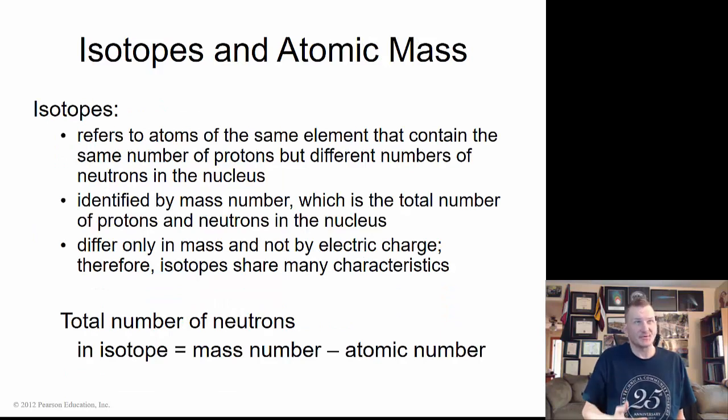And so now what are isotopes and what is atomic mass? An isotope refers to atoms of the same element that contain the same number of protons but different numbers of neutrons in the nucleus. They are identified by a mass number, which is the total number of protons and neutrons in the nucleus, and they differ only in mass and not by electrical charge because isotopes share many characteristics. And so the total number of neutrons in an isotope is the mass number minus the atomic number.